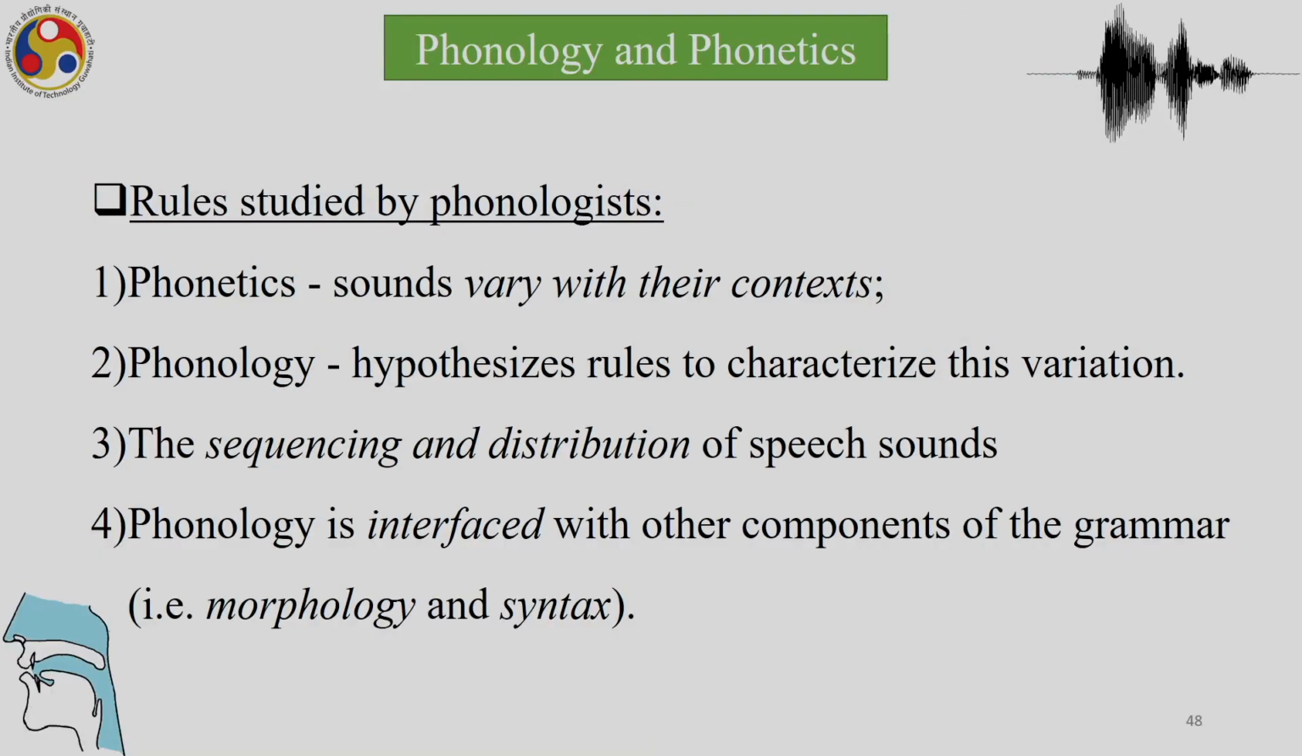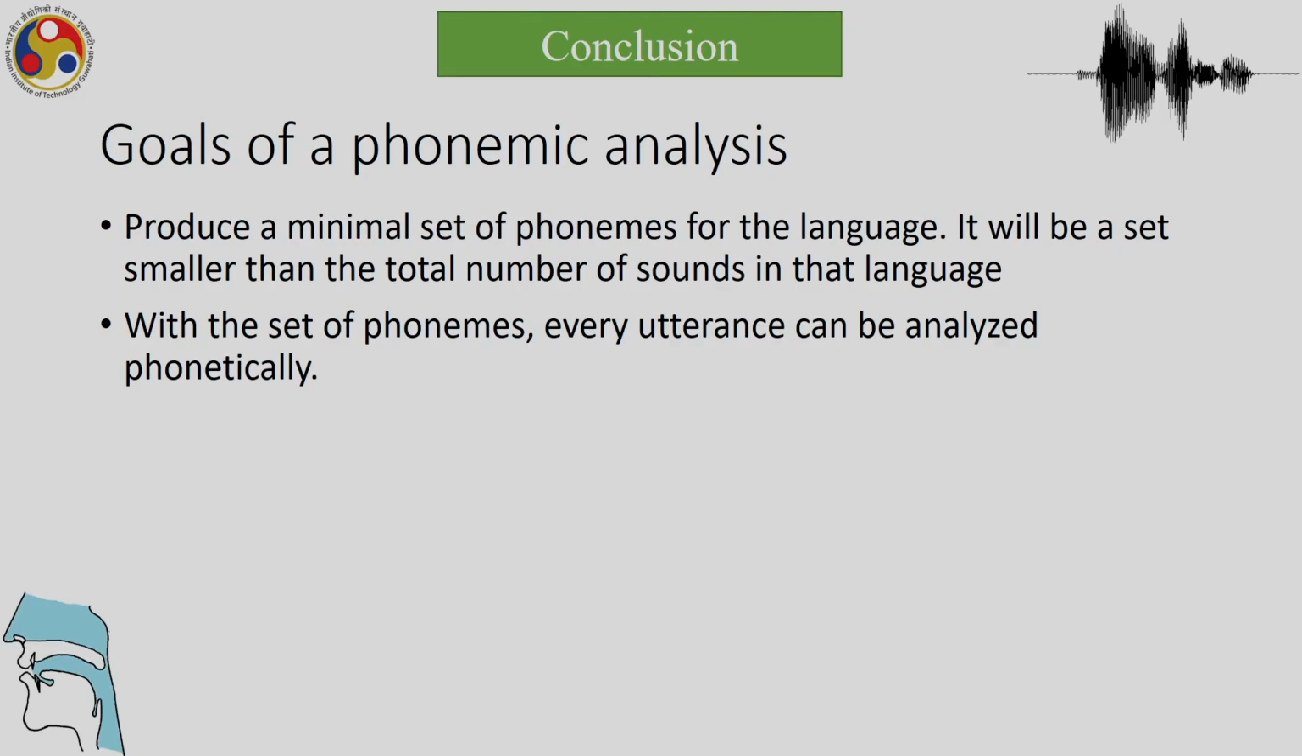And also you have an idea now about what we mean by varying with the context, and what we mean by rules, and what we mean by sequencing and distribution. And of course, some other things related to phonology we will cover in the following lectures. Now, the goal of a phonemic analysis is to produce a minimal set of phonemes for the language, and it will be a set smaller than the total number of sounds in that language, and with the set of phonemes every utterance can be analyzed phonetically.